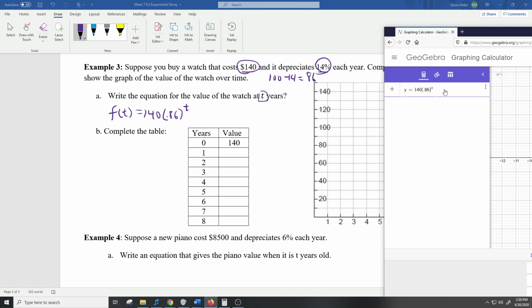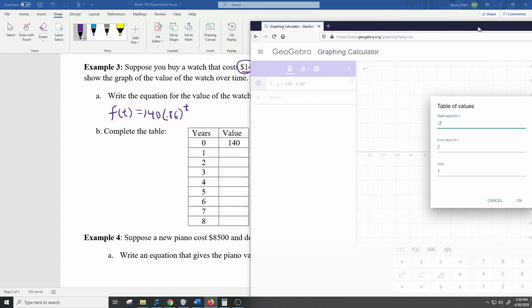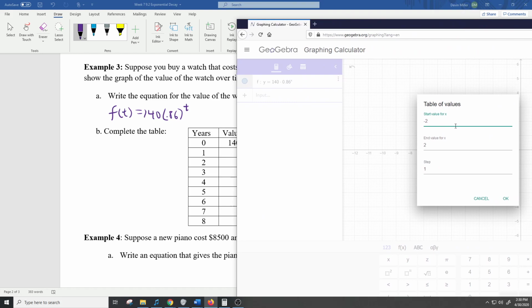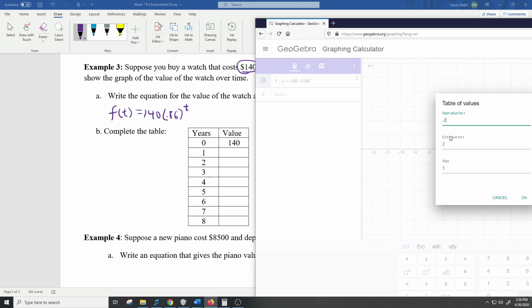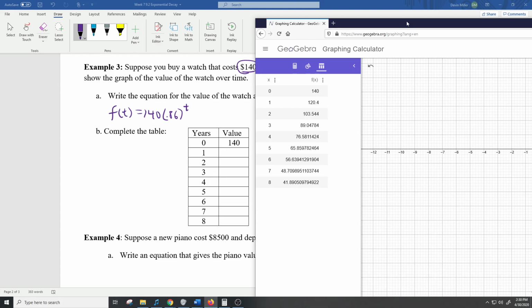Once you have that in here, you'll be able to see the graph over to the right, which I'll show you in a second. But we can also click these three little buttons here and click on Table of Values. And when you do that, it will ask what kind of table of values you want and where you want your starting value. If you look at our table, it starts at 0 years. So when we first bought the watch, it was worth $140. The end value we want would be 8. The step just means it's going to give you every integer between 0 and 8. So if you hit OK, here we can see it.